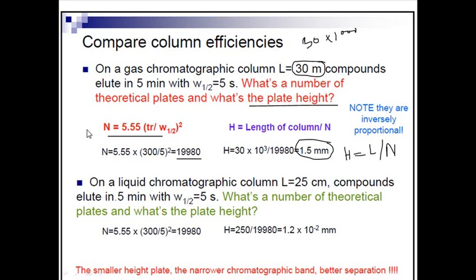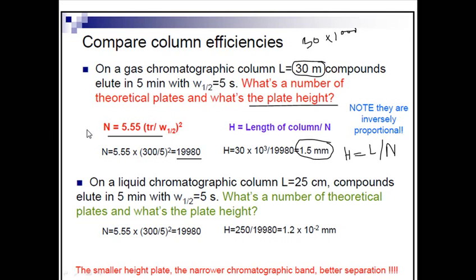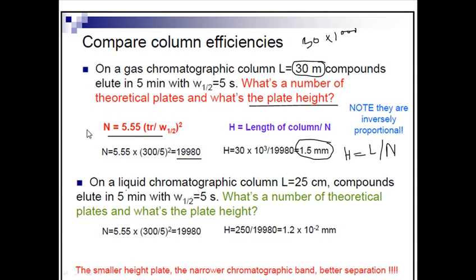On the other hand, we have a liquid chromatographic column with L of 25 centimeters. L means the length of the column, which is 25 centimeters. Let us convert it into millimeters, so 250 millimeters. The compound elutes in 5 minutes, which is the retention time, meaning 300 seconds, with W half of 5 seconds. So what is the number of theoretical plates? It is relatively easy. The same formula applies here, so you can find these results.